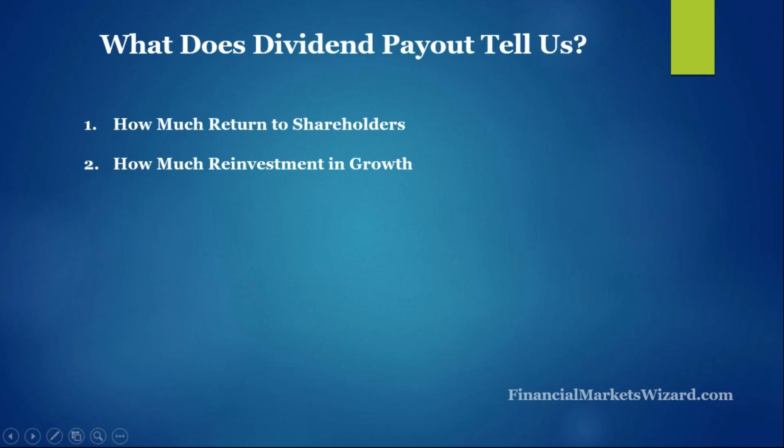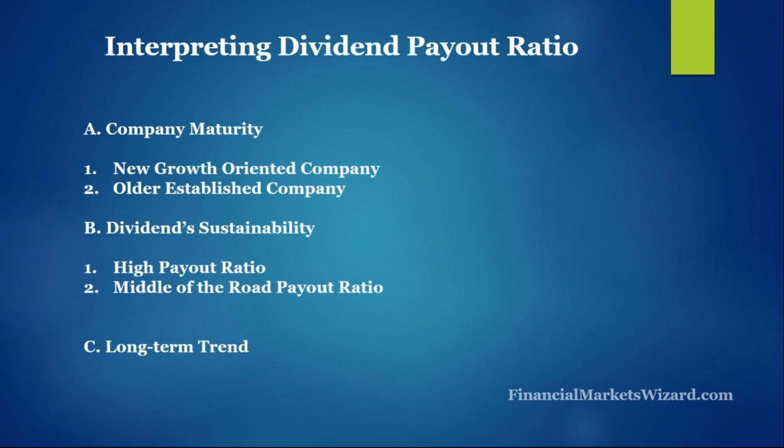So what does dividend payout tell us? It tells us how much return goes to shareholders. Out of $100 they earn, suppose they have a 75% payout ratio. It means they're paying out 75% of their income to shareholders, and keeping the rest for their growth. So 75% they issue as cash, and 25% they keep for growth. So you have to see that 25%. That's the ratio, and you have to see what their long-term trend was in the past.